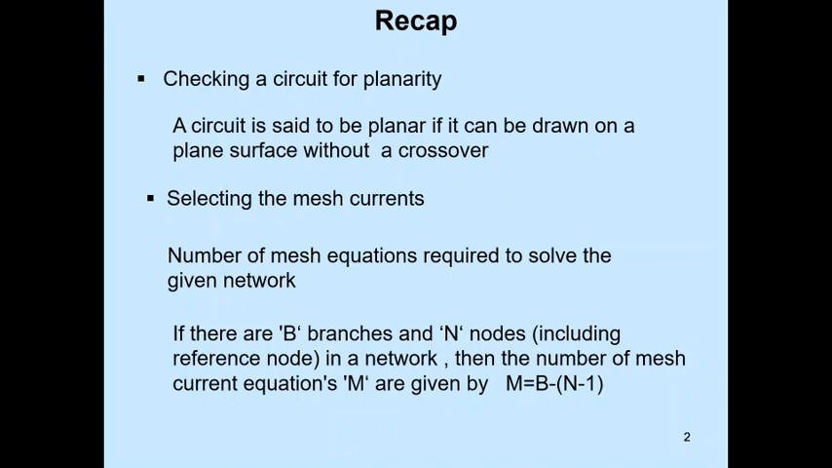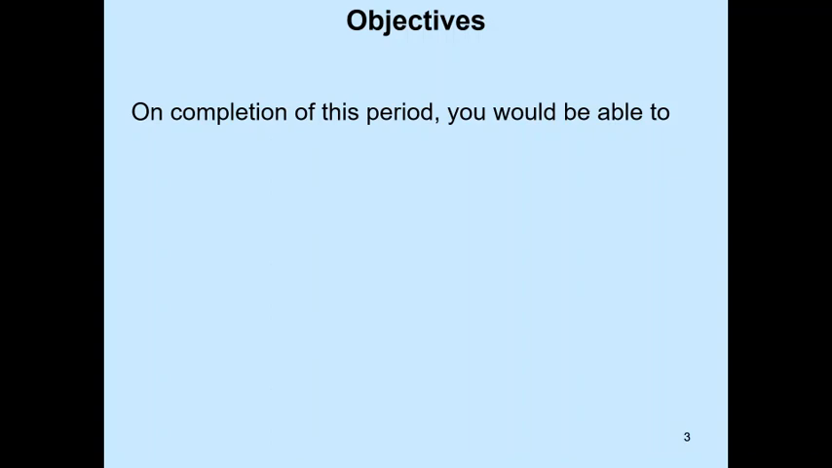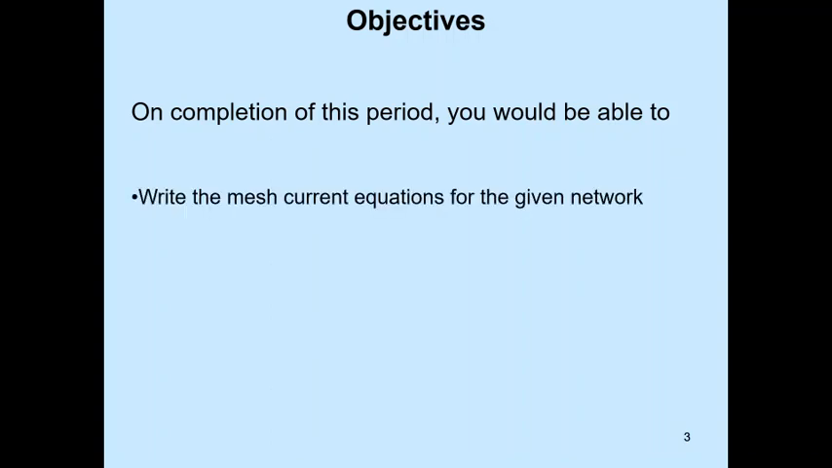In this class, I am going to explain how to write the mesh equations and put them into matrix form. In the last class, we identified the mesh currents. Now I am going to write the mesh equations. On completion of this period, you will be able to write the mesh current equations for a given network and arrange them into matrix form.